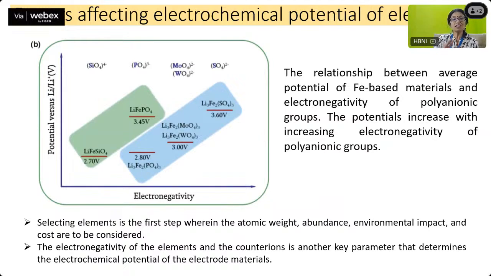Similarly, I talked about the metal ion part. Now look into the anion part. You can have silicates, phosphate, molybdate, sulfate. If you look at lithium ion silicate and lithium ion phosphate, that green block, when you change this anion between the silicate and the phosphate, you find the potential is increasing. Why? Because it increases with the electronegativity of the polyanionic group. The phosphate polyanionic group has more electronegativity compared to the silicate. So it has more potential.